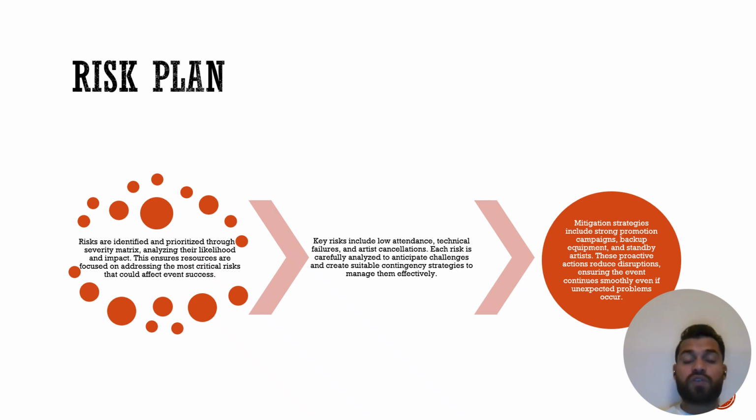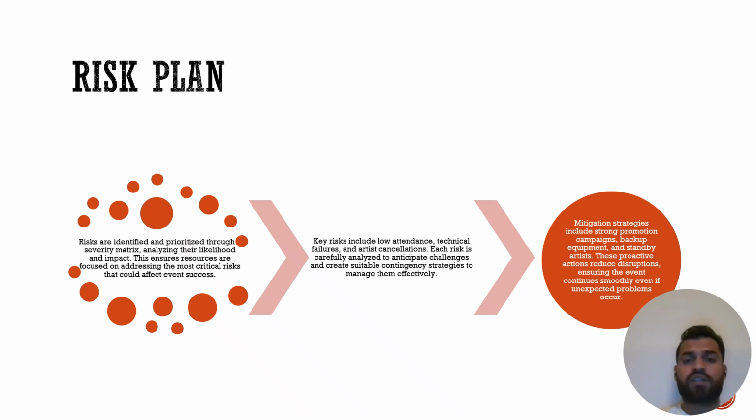The next is about the risk plan. Risks are carefully assessed using a severity matrix to prioritize impact. Common risks include low attendance, cancellations, and technical problems. Preventive actions like strong promotion, backup equipment, and standby artists ensure disruptions are minimized, safeguarding the event's continuity and overall success despite unforeseen circumstances.